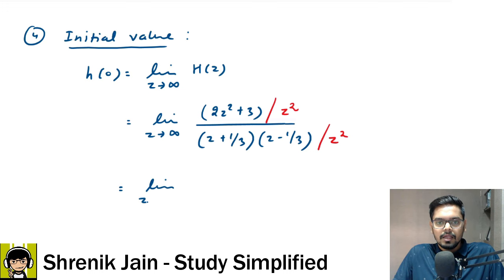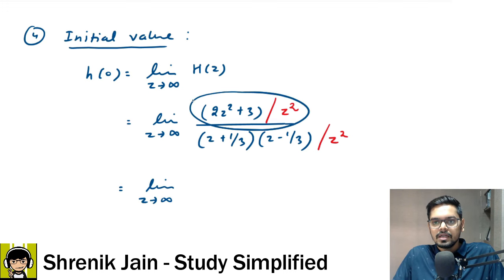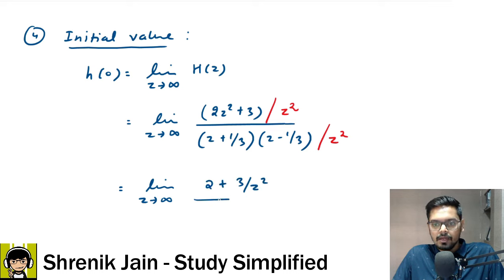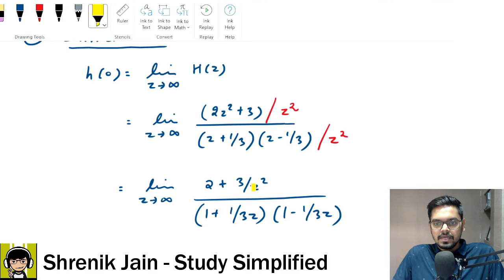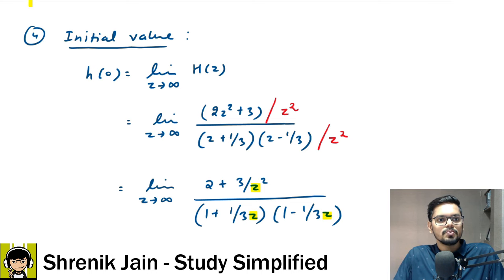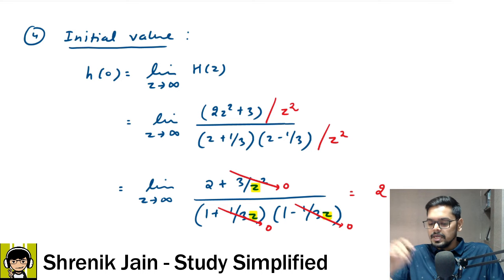So, limit z tends to infinity, the numerator will become 2 plus 3 by z square. In the denominator, take z common from each bracket and do the division, so it would be 1 plus 1 by 3z, and then 1 minus 1 by 3z. Now let z be infinity. If z is infinity, which terms will become 0? This term will become 0, this will become 0, and this will become 0. The overall answer is 2 by 1, which is 2.